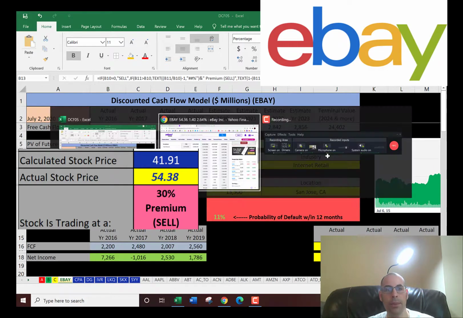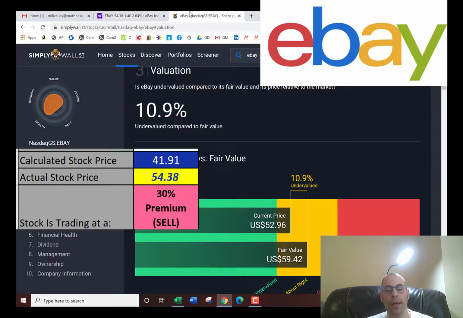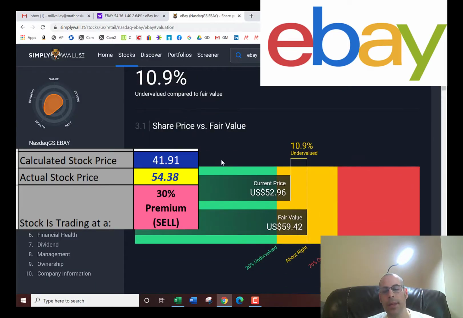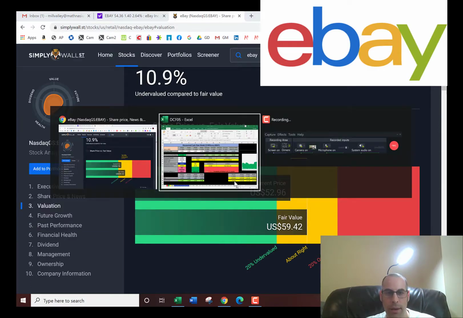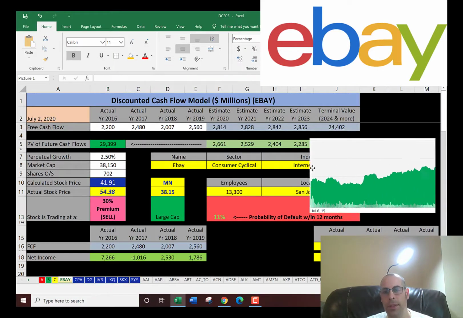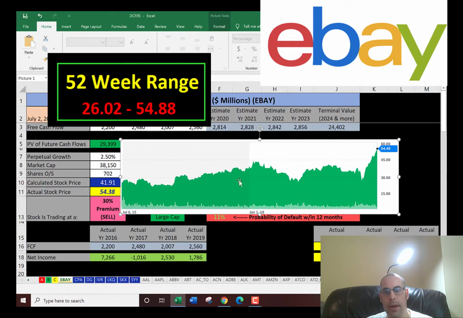Let's see how Simply Wall Street values the company. And I think this is the first time that they value the company as a buy, and I'm valuing them as a sell. I think they're valuing them as a buy because of the future expectation of the company, where I'm just focused on the previous financial information. Let's see their historical stock price. So it's been up and down over the years, but it's really shot up. It's at an all-time high currently. Even during coronavirus, it's still doing really well.